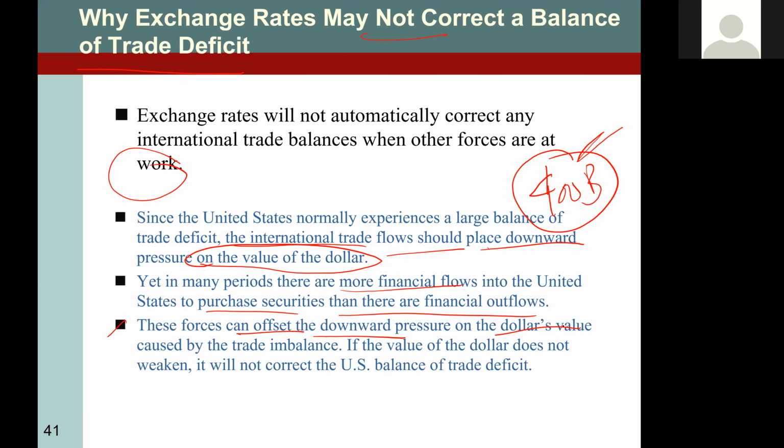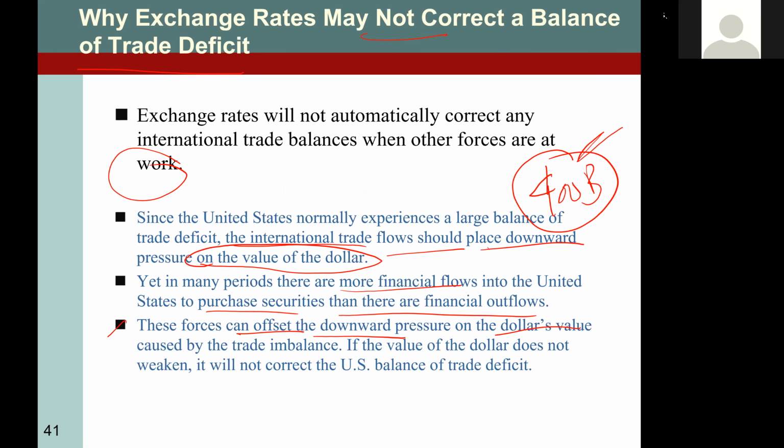On the other hand, other countries are exporting to the US, plus also investing in the US stock exchange. So this kind of offsetting relationship occurs and still the dollar value is on the rise.